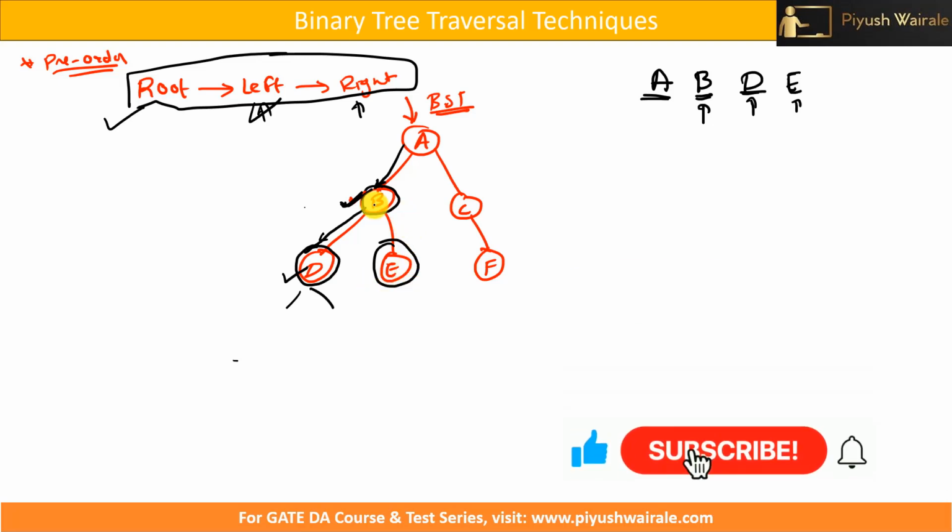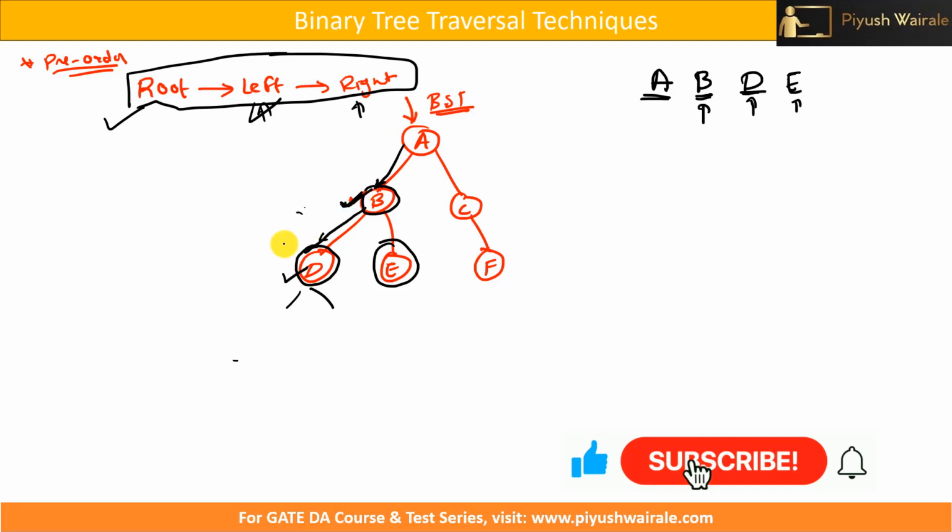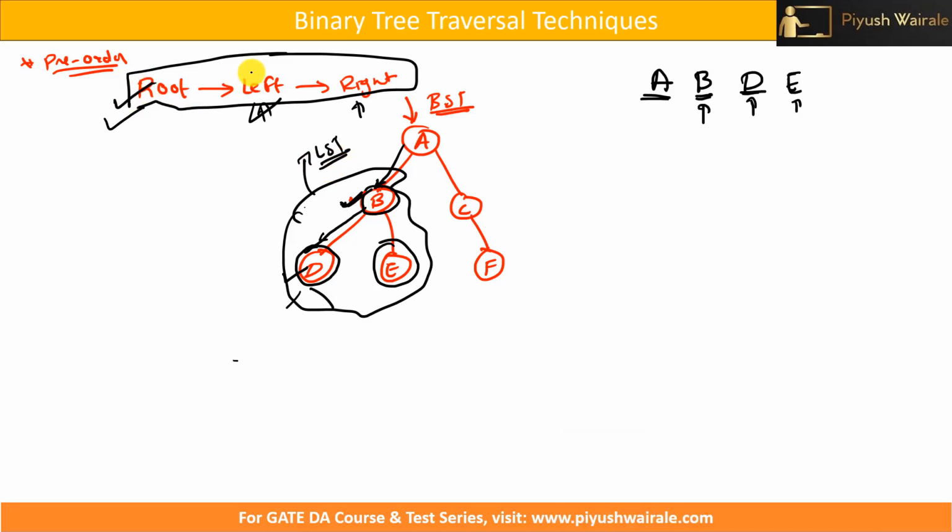I already visited B. Now if you observe, for the root node A, I already explored the left subtree. I have explored the root and I have explored the left subtree. Now we need to explore the right subtree for this particular node A. So I will go to the right side now.